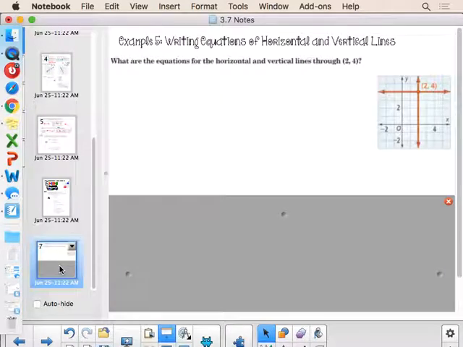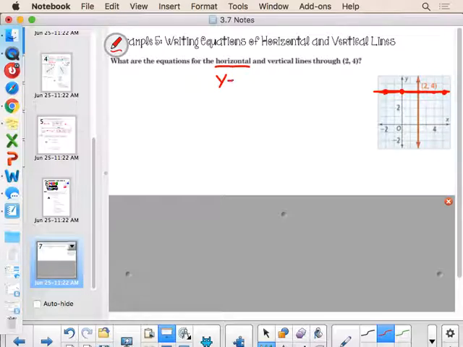Last problem. What are the equations for the horizontal and vertical lines through the coordinate (2, 4)? Well, let's first talk about the horizontal line. Notice that all of the points contained inside this horizontal line have one thing in common. They all have a y value of 4. Therefore, the horizontal equation is y equals 4.